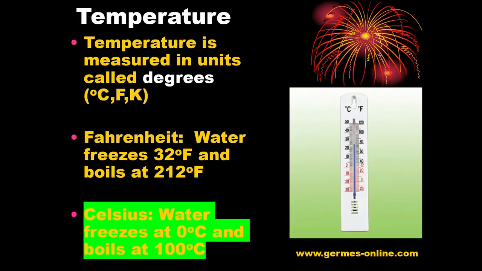Temperature is measured in units called degrees. And the important thing to remember is Celsius. Water freezes at 0 and boils at 100. And to convert to Kelvin, you add 273 to the value.